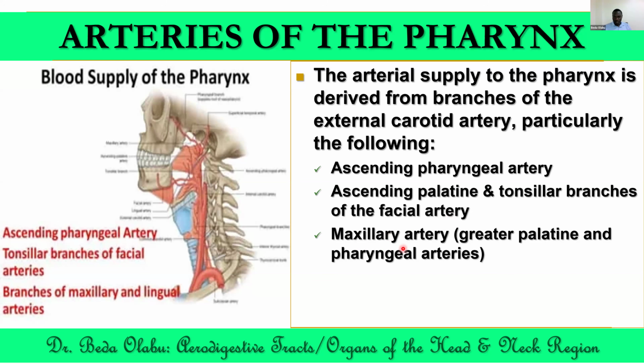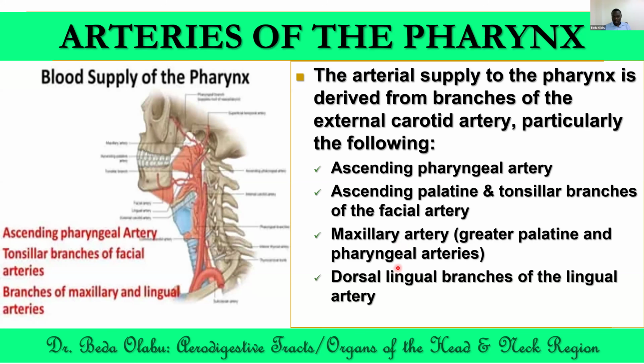We have branches of the maxillary artery. The branches we're talking about here, the greater palatine and the pharyngeal branches of the maxillary artery. Again, the maxillary artery is a terminal branch of the external carotid artery. We have the dorsolingual branches of the lingual artery. And again, the lingual artery itself is a branch of the external carotid. It's an anterior branch of the external carotid artery.